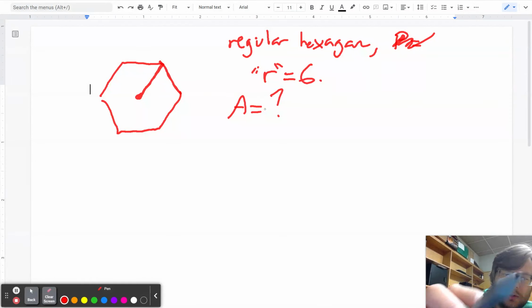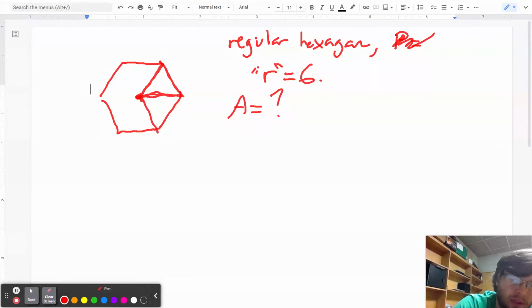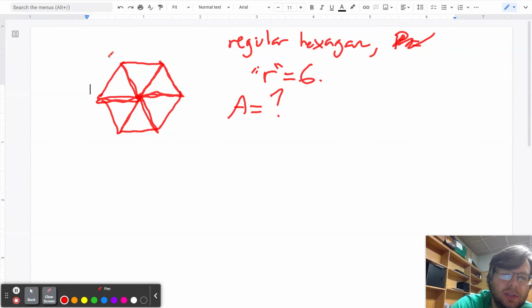So if we use the word regular, what that means is we know that all of these little lengths are all going to be the same. Regular just means that all the side lengths and all the angles are equal to each other. So now I know that all of these things are 6. Anyway, 6, 6, 6, 6, 6, 6, all around the side.